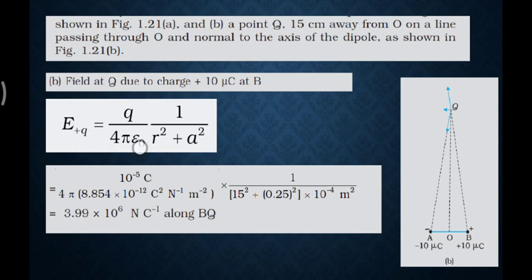E plus is equal to, okay, this is the equation, put the respective values. Here we have in the denominator 9 into 10 to the power 9, q is 10 to the power minus 5, 4 pi epsilon 0 is 4 pi into 8.85 into 10 to the power minus 12, r is 15 mm, oh sorry, 15 centimeters. So 10 to the power minus 2 comes outside, a is 0.25 into 10 to the power minus 2, it also comes outside, and the whole square, so 10 to the power minus 4. If you do the calculation in your calculator, you will get 3.99 into 10 to the power 6, not minus 6, plus 6, sorry, along the line BQ, because it is radially outward, so this is along the line BQ.